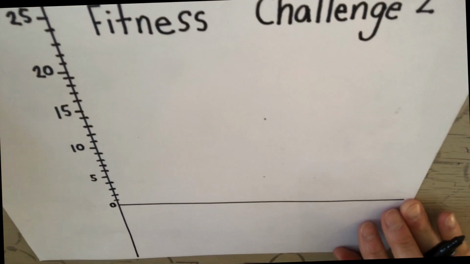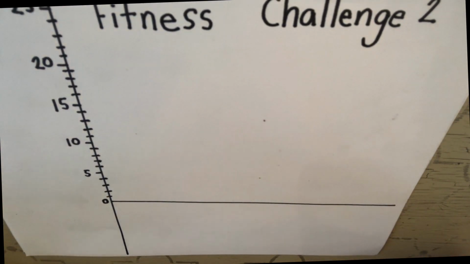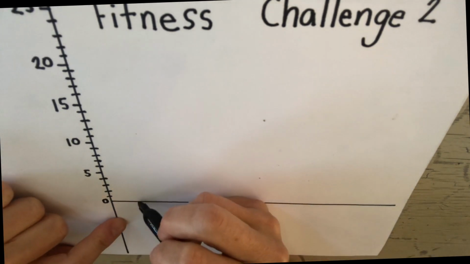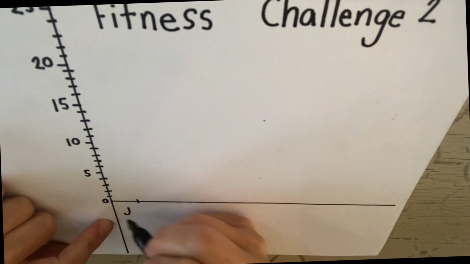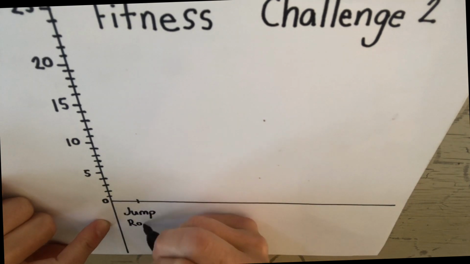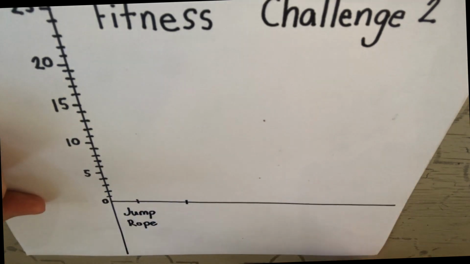Now at the bottom of my bar graph, I'm going to write down the challenges that I'm going to do to see how many I can do in 1 minute. So the first thing I'm going to write down right here is going to be jump rope. I'm going to put a little tick on my bottom one, and I'm going to write jump rope. Next thing I'm going to do is dips. That's going to be using a chair, so I'm going to write dips.